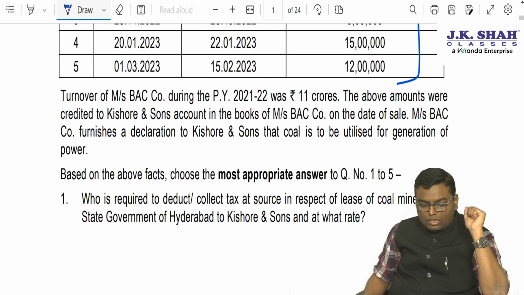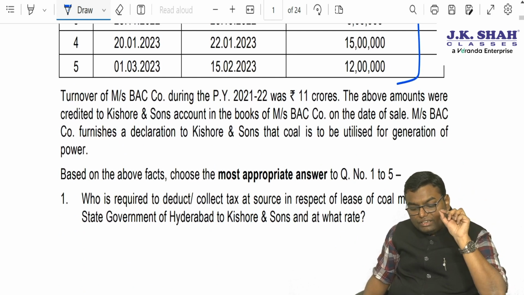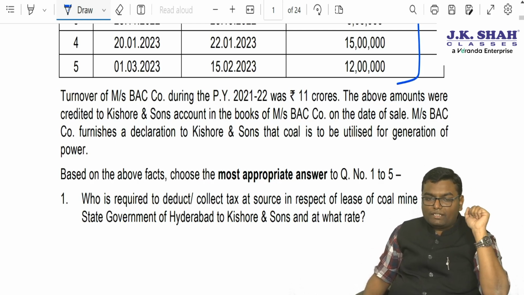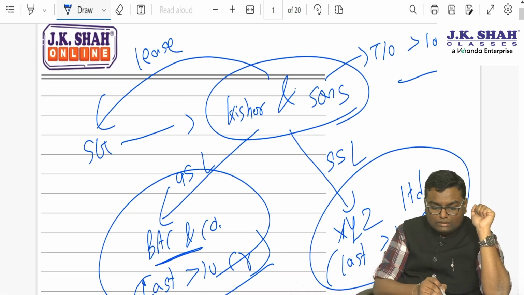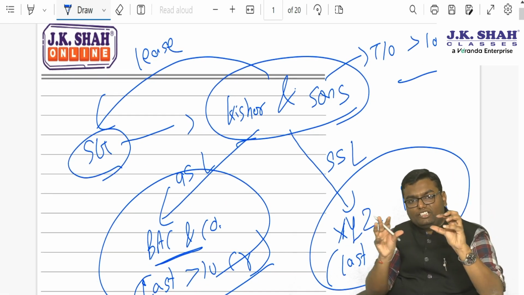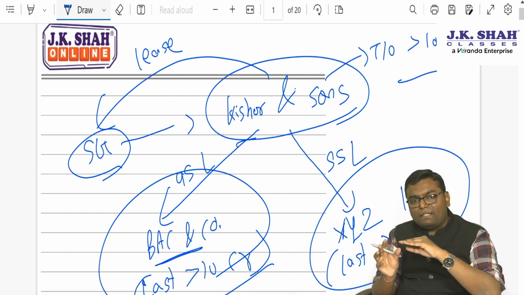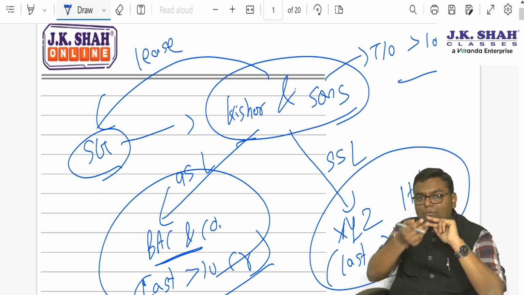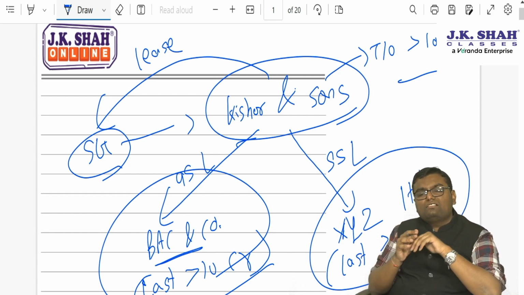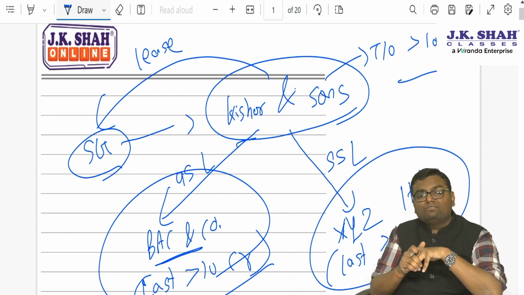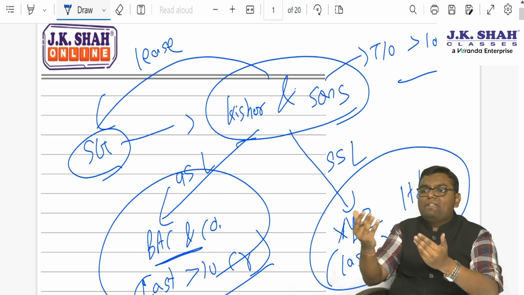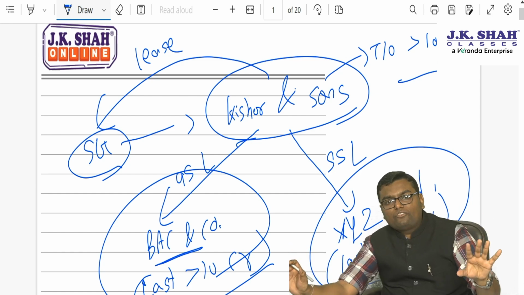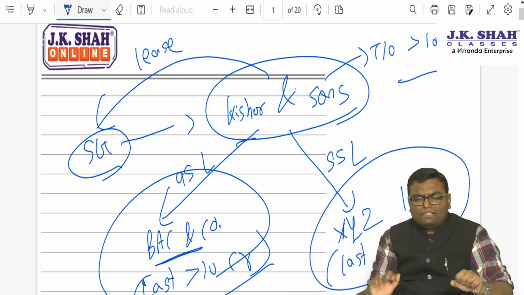Who is required to deduct or collect tax at source in respect of the lease of the coal mine by the state government of Hyderabad to Kishore and Sons, and at what rate? What they are asking is basically that in the transaction between the state government and Kishore and Sons, where Kishore and Sons is paying lease to the state government, who is supposed to deduct TDS or who is supposed to collect TCS? See, point number one to remember is that there is a proper section 196 which says that whenever you make any kind of payment to government, you don't need to deduct any kind of TDS. So here TDS is not applicable.